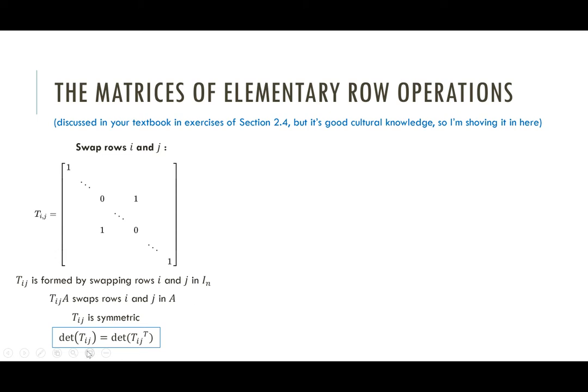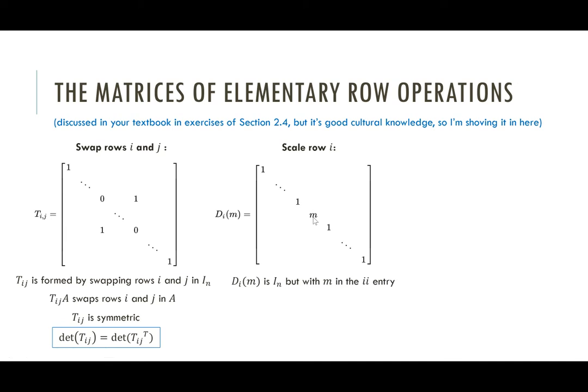But you might be able to see why this becomes handy if we're trying to prove something about the determinant of transposes in general. So, okay, now let's see what happens when you want to scale some row. This matrix here is like the identity matrix, with zeros everywhere else, but now there's an M in entry ii.